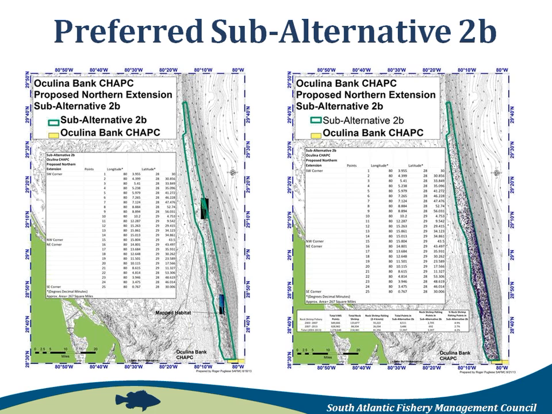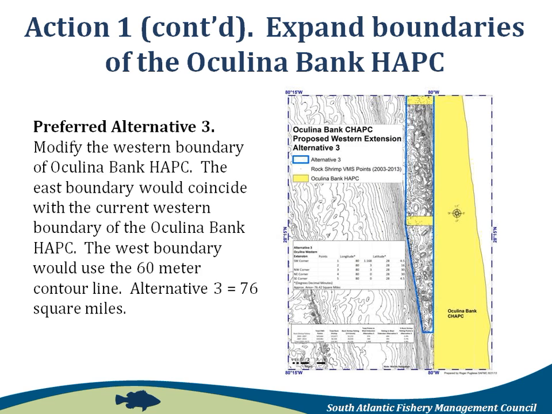This slide shows you two different map depictions of subalternative 2B. Again, this is under Action 1. This is the Council's preferred for a northern extension of the Oculina Bank. You can see, again, the map on the left indicates the areas of mapped habitat, and the map on the right, again, showing the VMS points concentrated in proposed subalternative 2B.